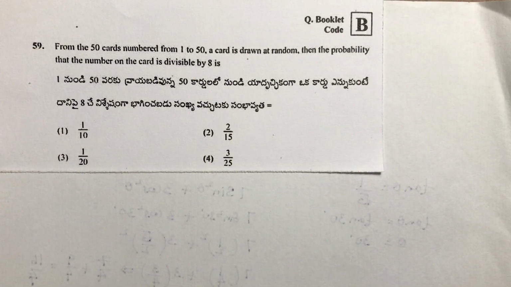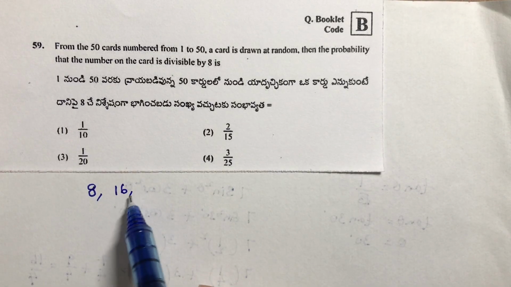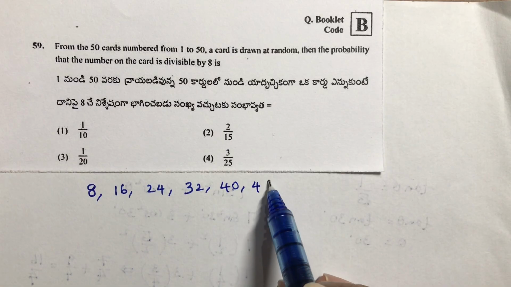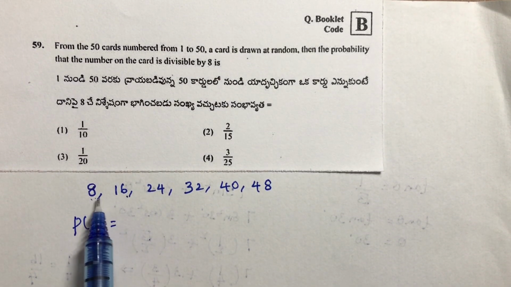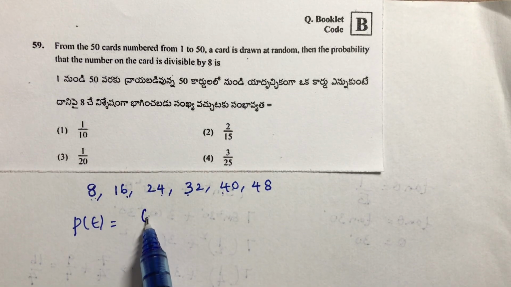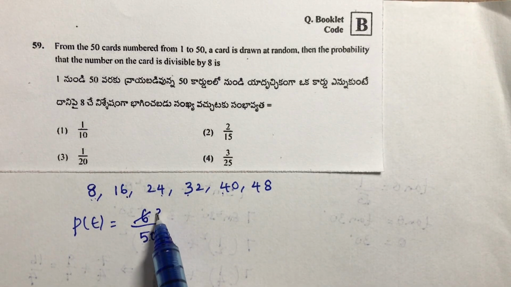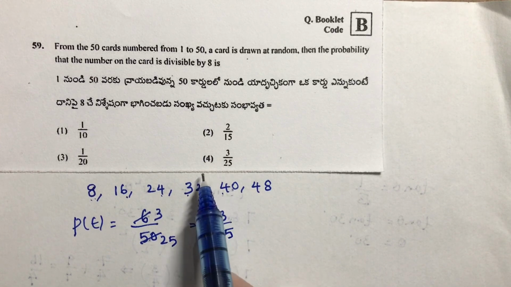From the 50 cards numbered from 1 to 50, a card is drawn at random. Then the probability that the number on the card is divisible by 8 is, so 1 to 50, the numbers which are divisible by 8 are 8, 16, 24, 32, 40, 48. So probability of an event is number of favorable outcomes, 1, 2, 3, 4, 5, 6, by total number of outcomes. Total number of outcomes is 50. So 2 times 3, 2 times 25. So 3 by 25. Correct option is 4.